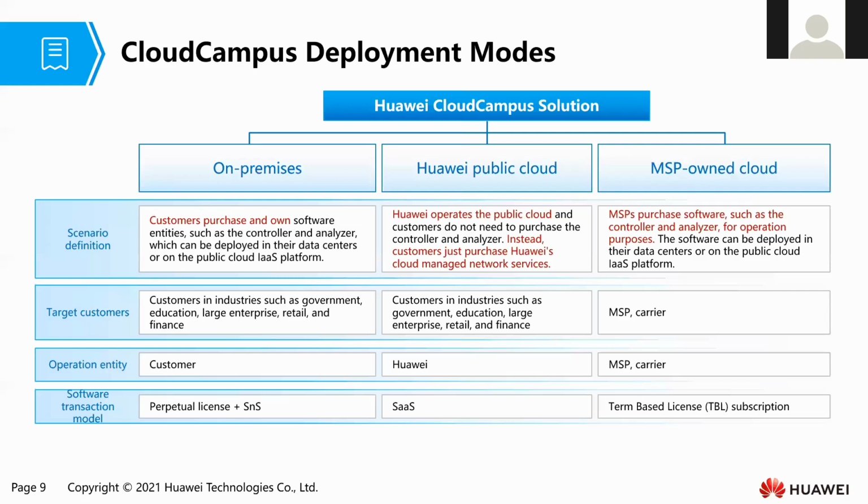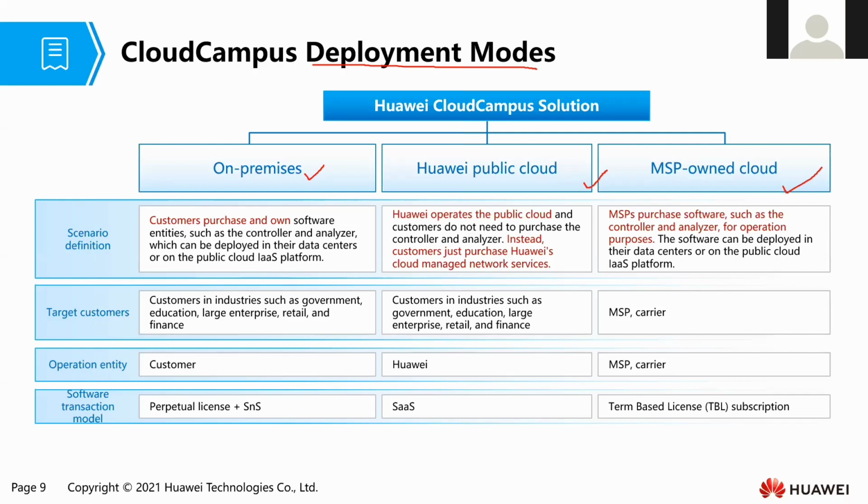So next, after introducing the solution, we have three types of deployment modes inside our cloud campus. The first one is on-premise. The second is Huawei public cloud. The third one is MSP owned cloud. So what is the difference between all this?